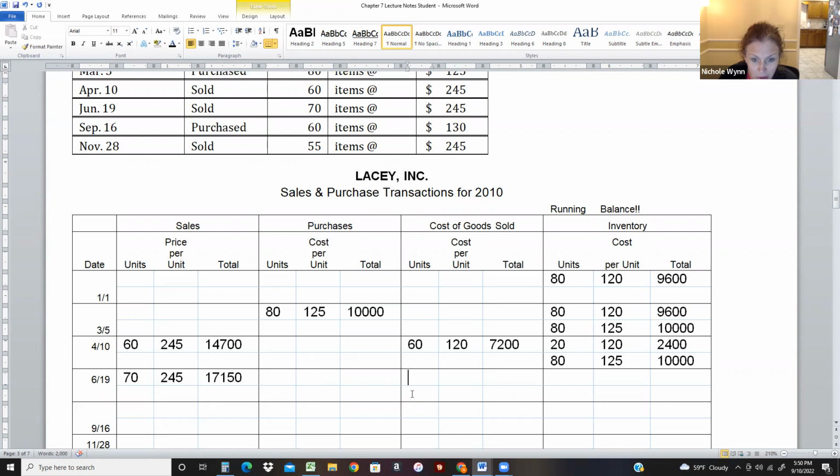So cost of goods sold, first in, first out. I'm going to sell 70 units. So I need to sell 70 units. Just like here, I had sold 60. So I used 60. Here I sold 70. First in, first out. The first items in are the first ones to go. So I'm going to sell all 20 of my 120. And then I need to sell a total of 70 units.